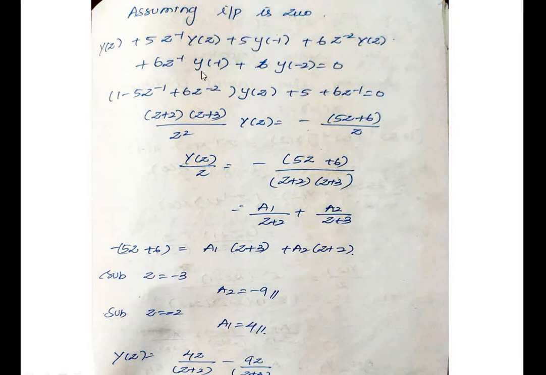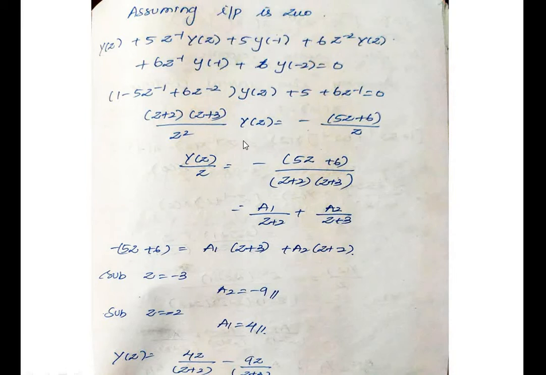So how did we get this equation? We have substituted y of n minus 1, y of n minus 2 in the difference equation provided in the question to us. So we will solve this particular equation. We have y of minus 1 and y of minus 2, so those two values we can get from the question. And solve this entire expression for Y of z because we need to calculate y of n now. So we get 1 plus 5 z inverse plus 6 z power minus 2 times Y of z plus 5 plus 6 z inverse equal to 0.